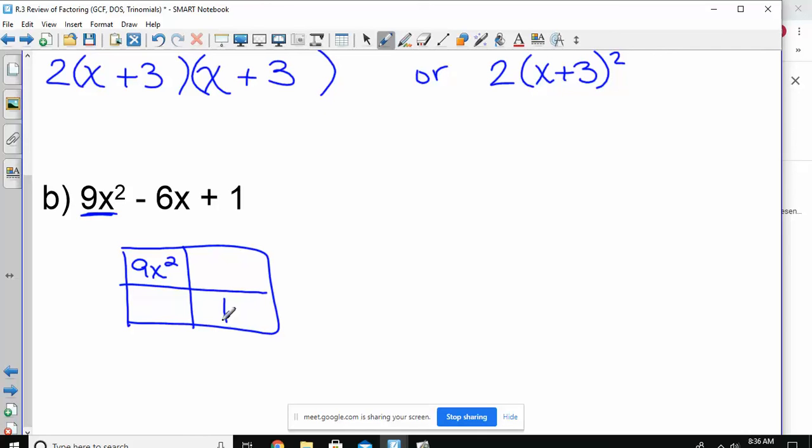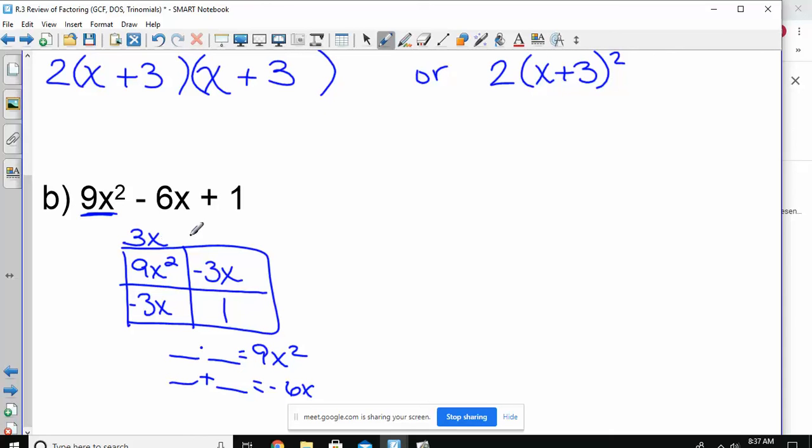Now I need two numbers. If I multiply these, they have to multiply to give me a 9, and they have to add to our middle term here, which was -6. So what would multiply to +9 and add to -6? Then, if you remember, we factor each column and each row. If the first number is negative, you pull out a negative. Otherwise, it's positive. So 9x squared and -3x, this is positive, so I will take out a positive 3x.